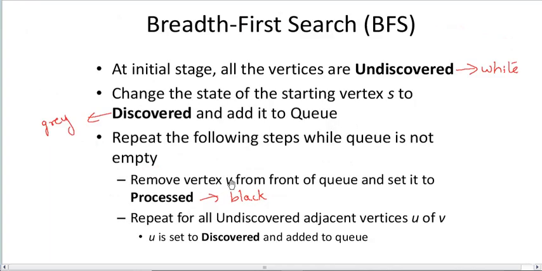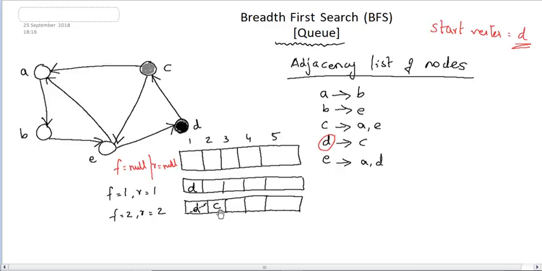So remove vertex V from the front of the queue and set it to processed. So now what do you have to do? Remove the node from the front of the queue and set it as processed. So who is at the front of the queue now? At the front of the queue is C.